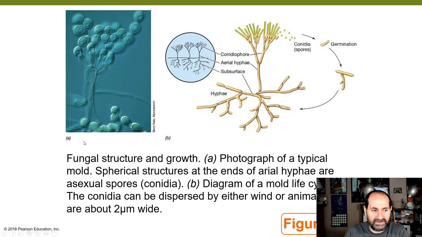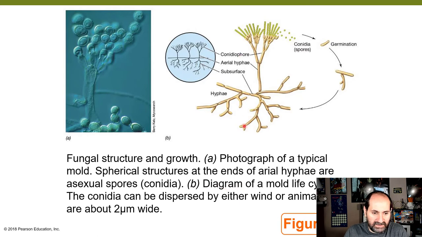So here we can see in figures A and B fungal structure and growth. In A, you see a photograph of a typical mold. The spherical structures are at the ends of the aerial hyphae. So this is the filamentous hyphae, the aerial hyphae that stands up. And here's the conidia, the asexual spores at the top. Here's the conidia in this cartoon. The conidiophores are the hyphae that stand up. And the conidiospores are these asexual spores that disseminate, that means spread, through the air.